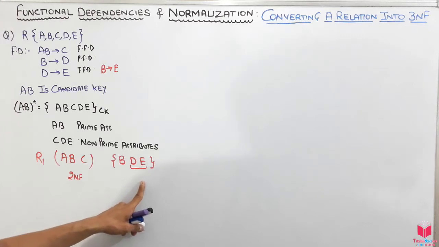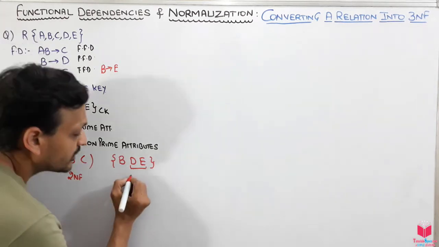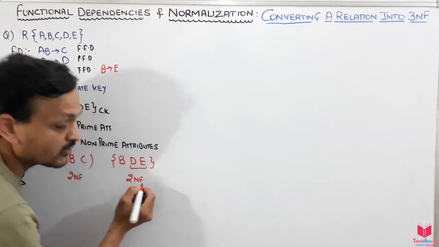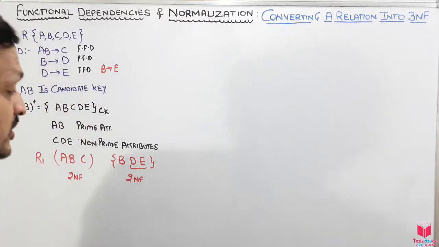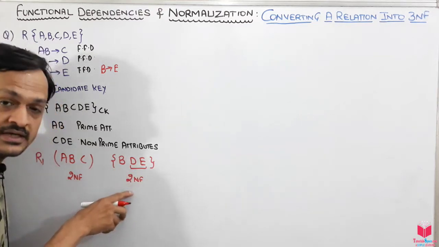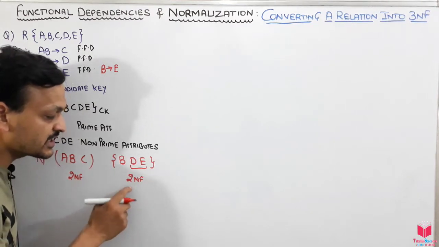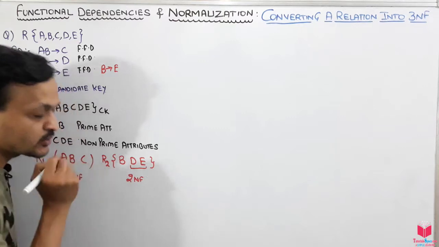Transitivity occurs here, but this is all about the second normal form. Second normal form does not focus on the transitivity. It just focuses on the fully functional dependency. So the fully functional dependency occurs here. That means this table and this table are in 2NF.